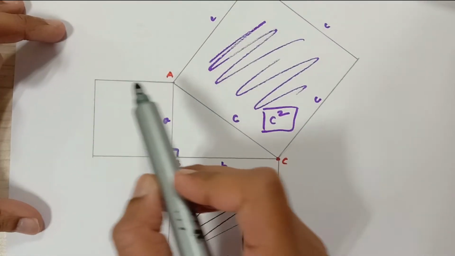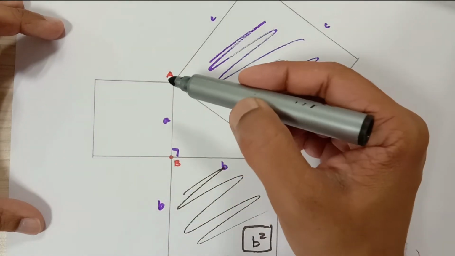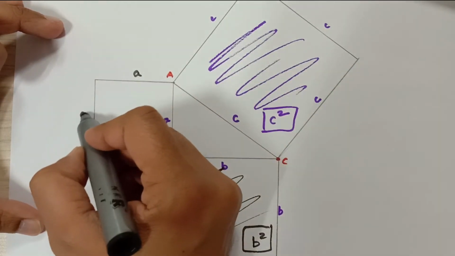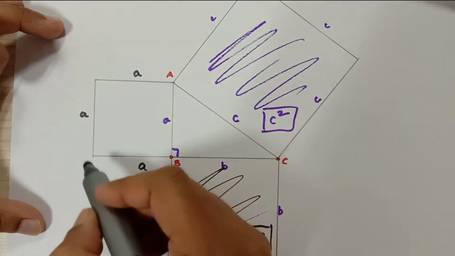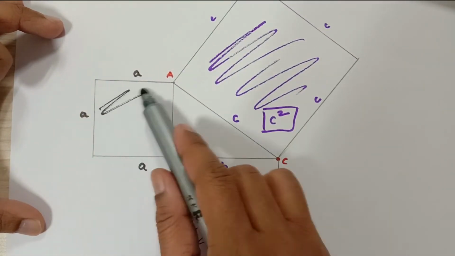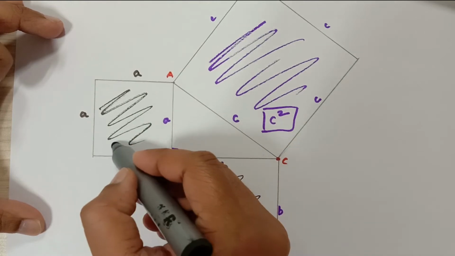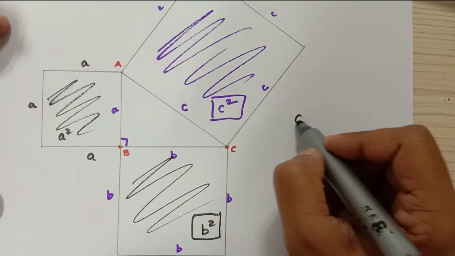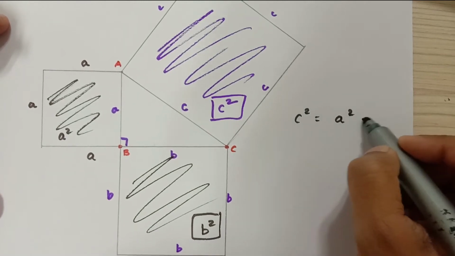And the third square that I have drawn, whose length I have taken as the length of this perpendicular, that is A. All sides become A because all squares have equal length. So this area is going to be A square. Now, what was Pythagoras theorem? Pythagoras theorem was C square is equal to A square plus B square.